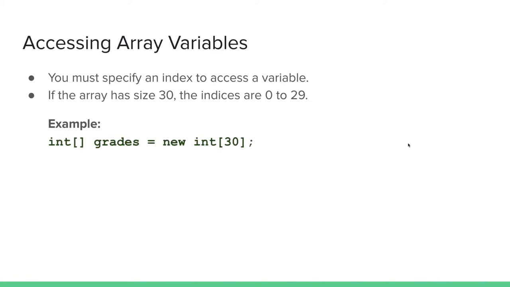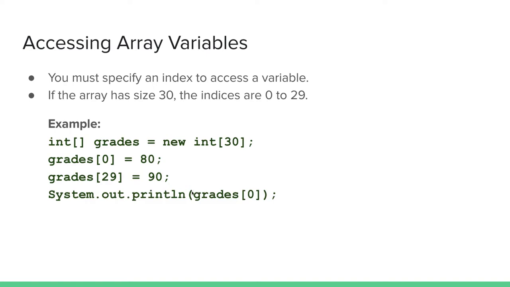So if we have a grades array with size 30, then to access the first element, or to assign a value to the first element, we can say grades index 0 and then assign 80 to it. And then we can also assign 90 to grades index 29, which is the last index.